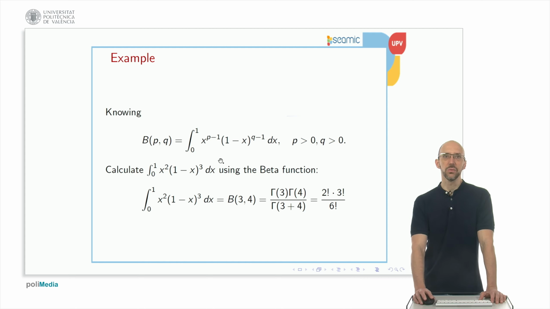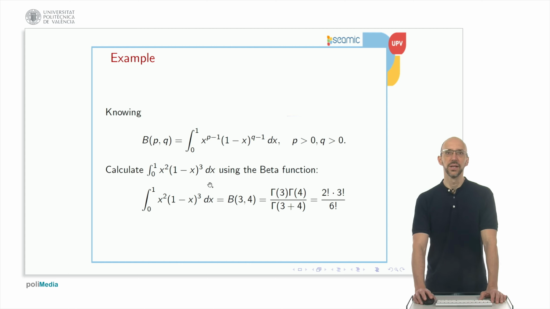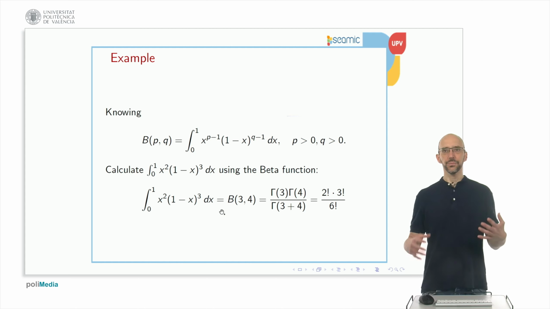Then I have x squared. That's perfect. This corresponds to this term. 1 minus x cubed corresponds to this other term. Perfect. Then this is a beta function. I can apply the definition of a beta function.